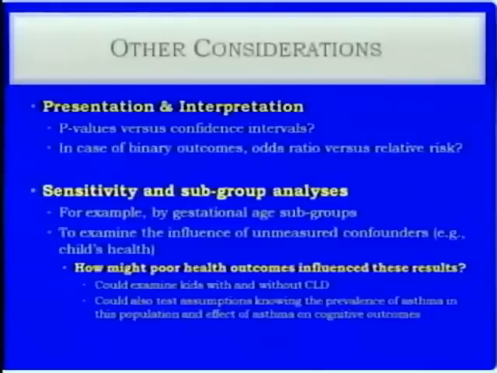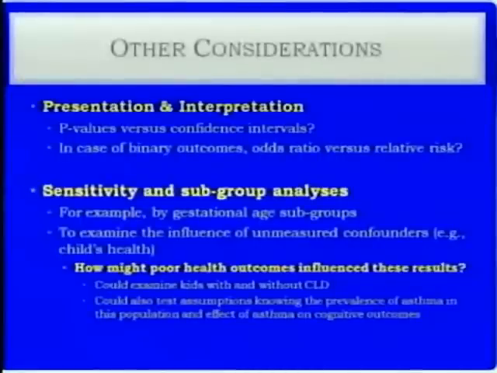However, there's a couple things that we could do. We did have a measure on the kids with and without chronic lung disease. So that could be one approach. The other would be you could test some of your assumptions. So you could go into the literature and say, well, what percentage of this sample would likely develop asthma? You know, is it 1%, 5%, 10%?